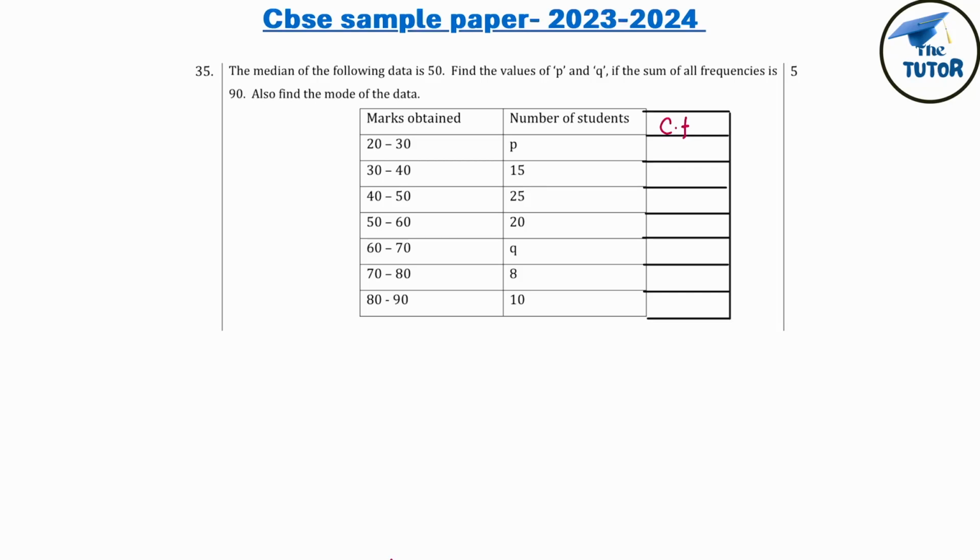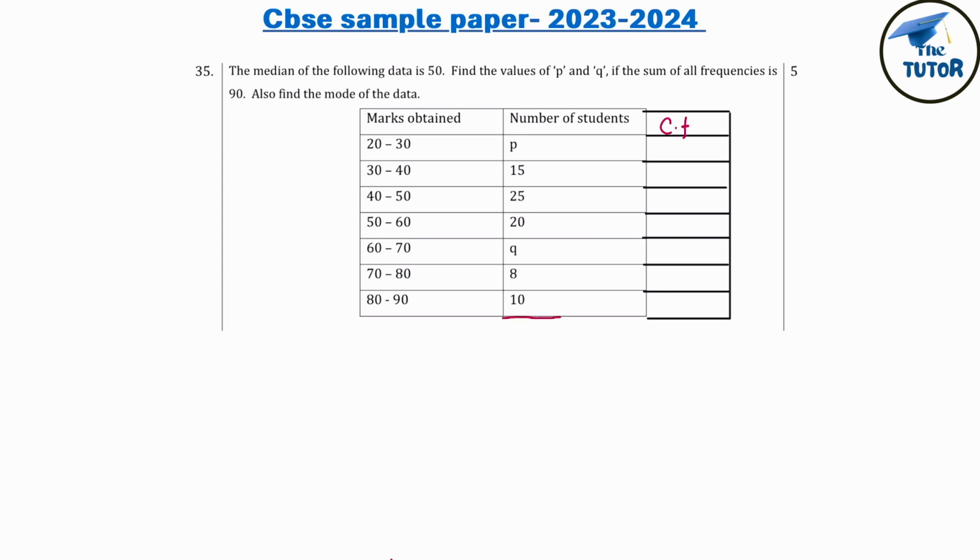So here is a question from CBSE sample paper 2023 to 2024. This is the latest one. Let's discuss this question. The median of the following data is 50. Find the value of P and Q if the sum of the frequencies is 90.